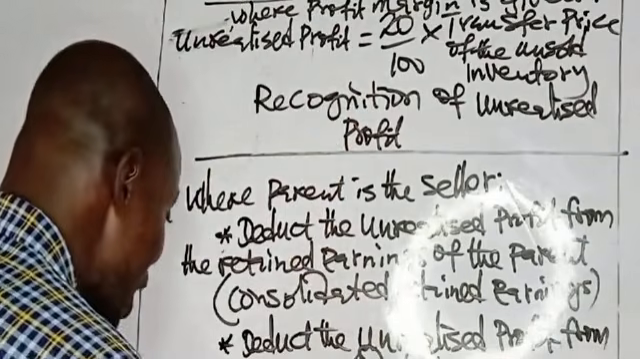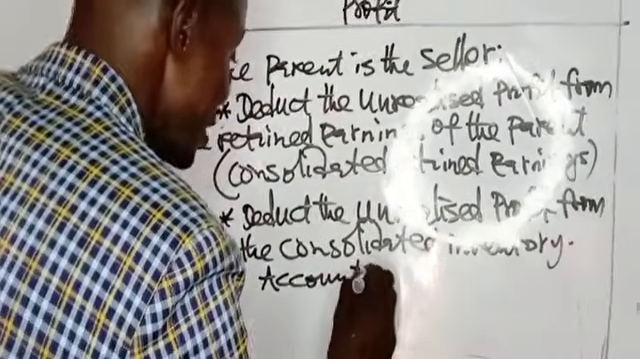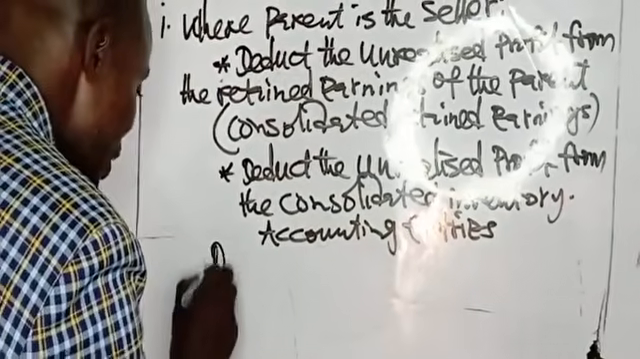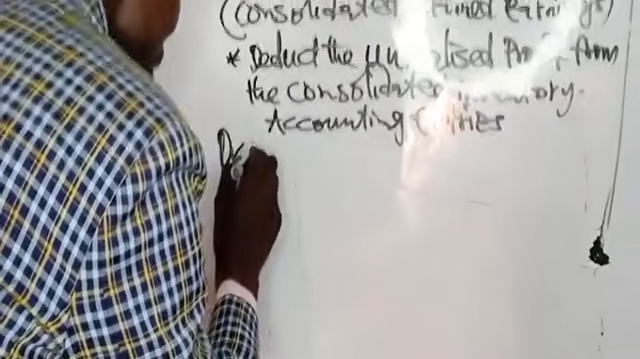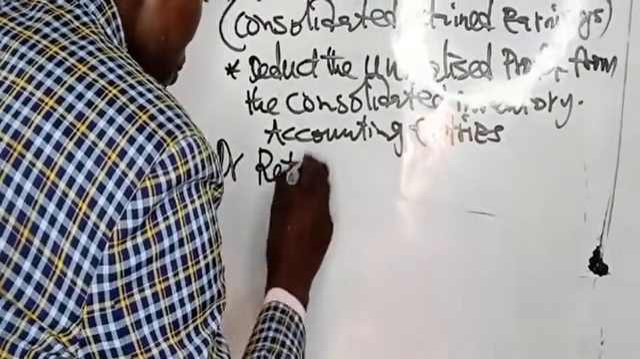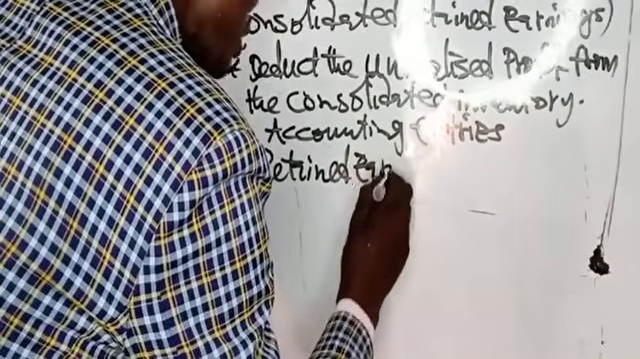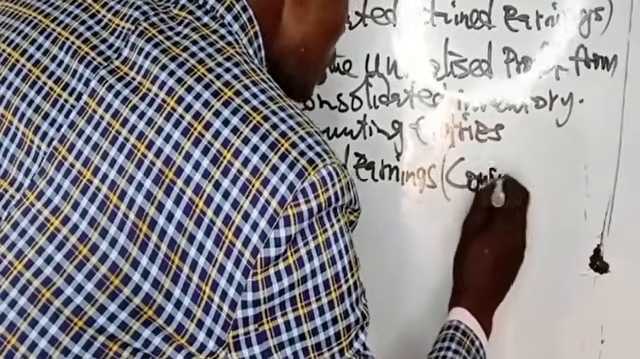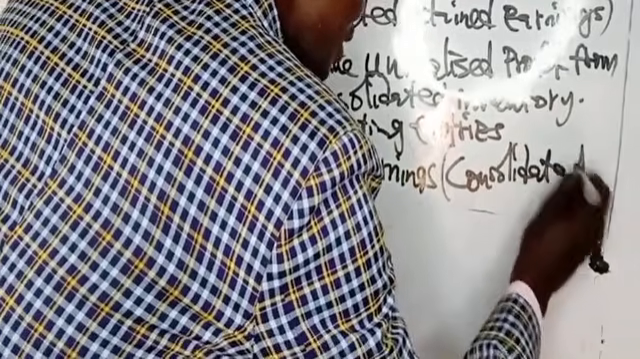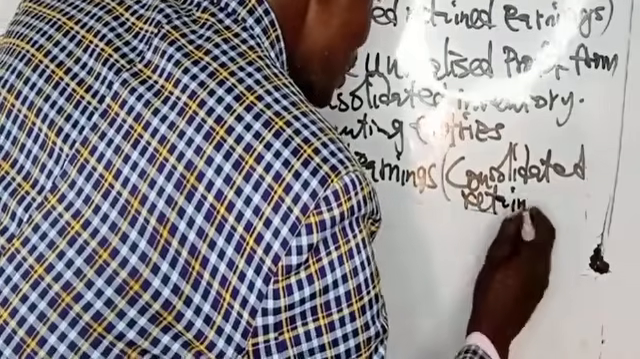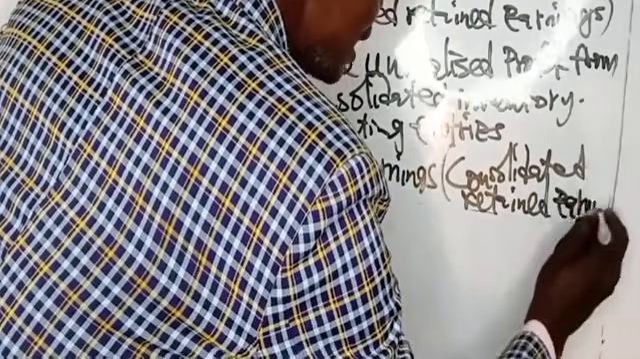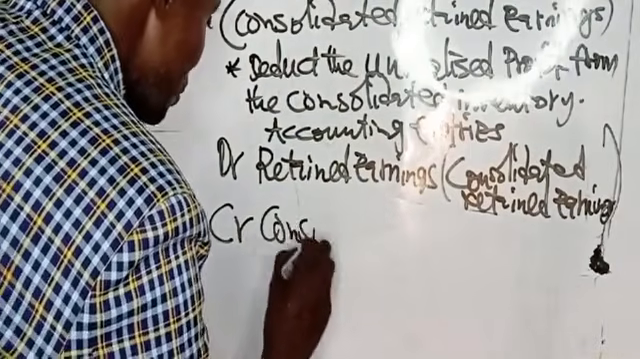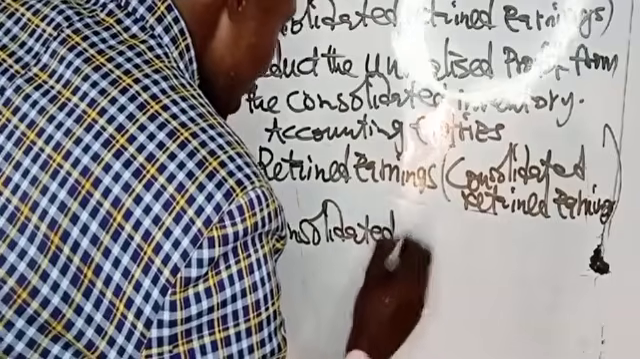So the accounting entries now: debit retained earnings of the parent, or consolidated retained earnings, or you can put retained earnings of the parent. Then credit consolidated inventories.